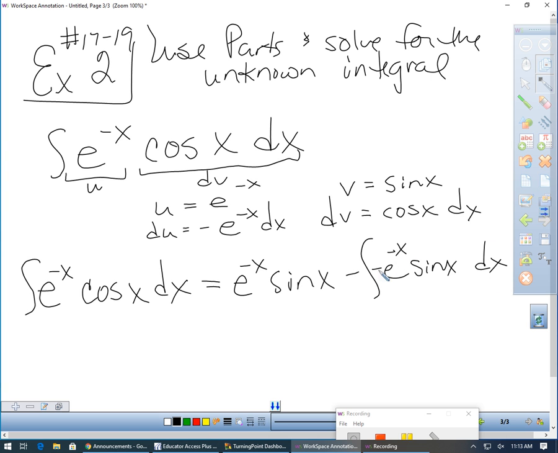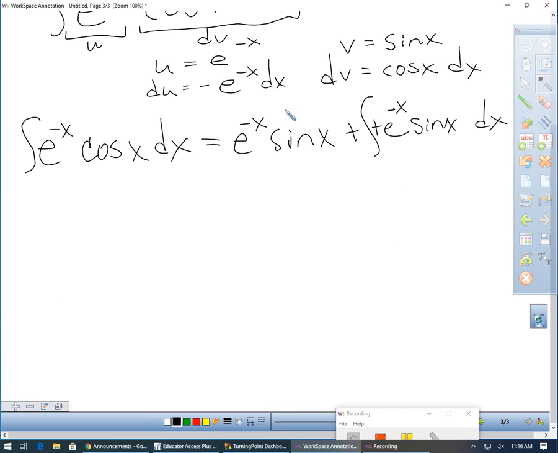So now I personally like to take this negative out to make this a plus. You guys okay if we do that? So let's make this a positive here. You can see we're going to have to do it by parts again, right? Okay, so let's do that again. This time we're still going to use our u as e to the negative x, and our dv is going to be your sine x dx.